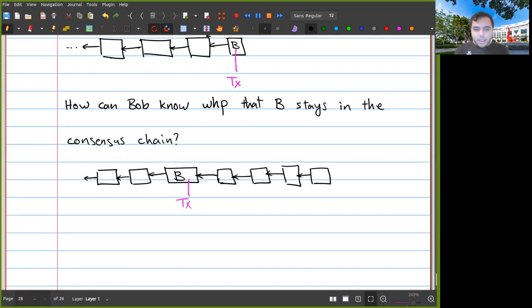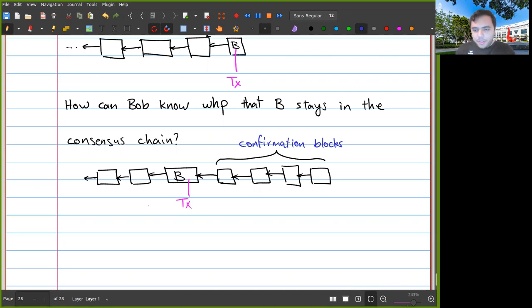Okay? So these blocks that are added after this particular block will be called confirmation blocks. So we call these confirmation blocks or just confirmations. And this is because their existence confirms that this block is going to stay in the consensus chain and increases the probability that this block stays in the consensus chain.